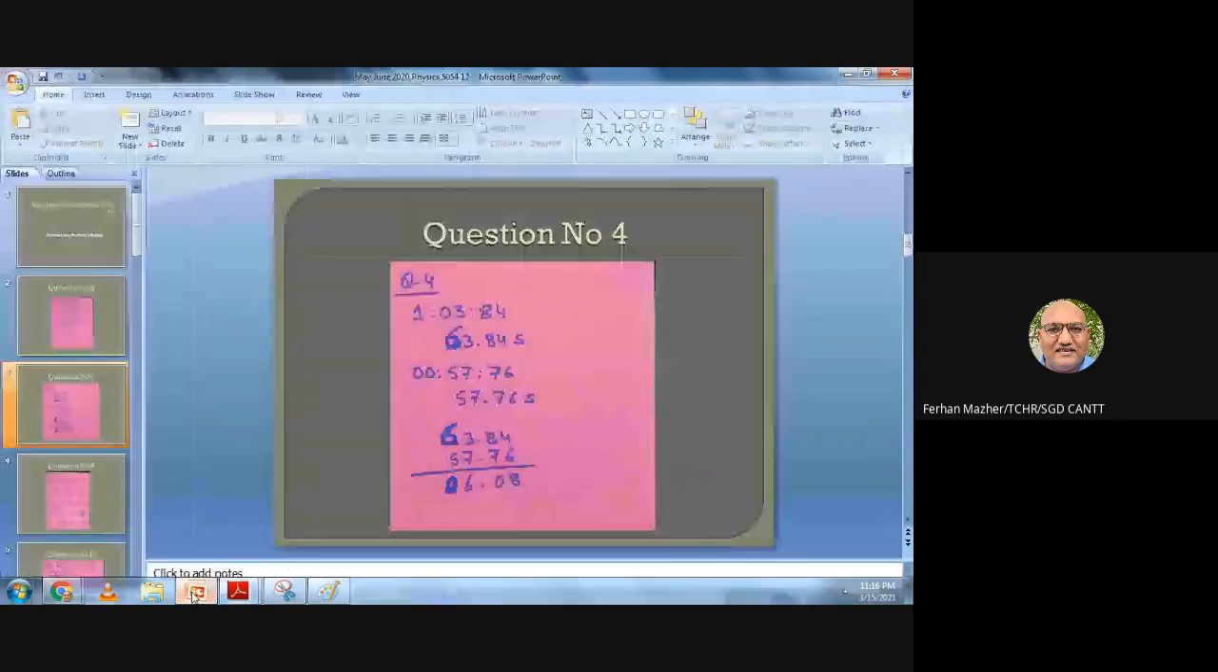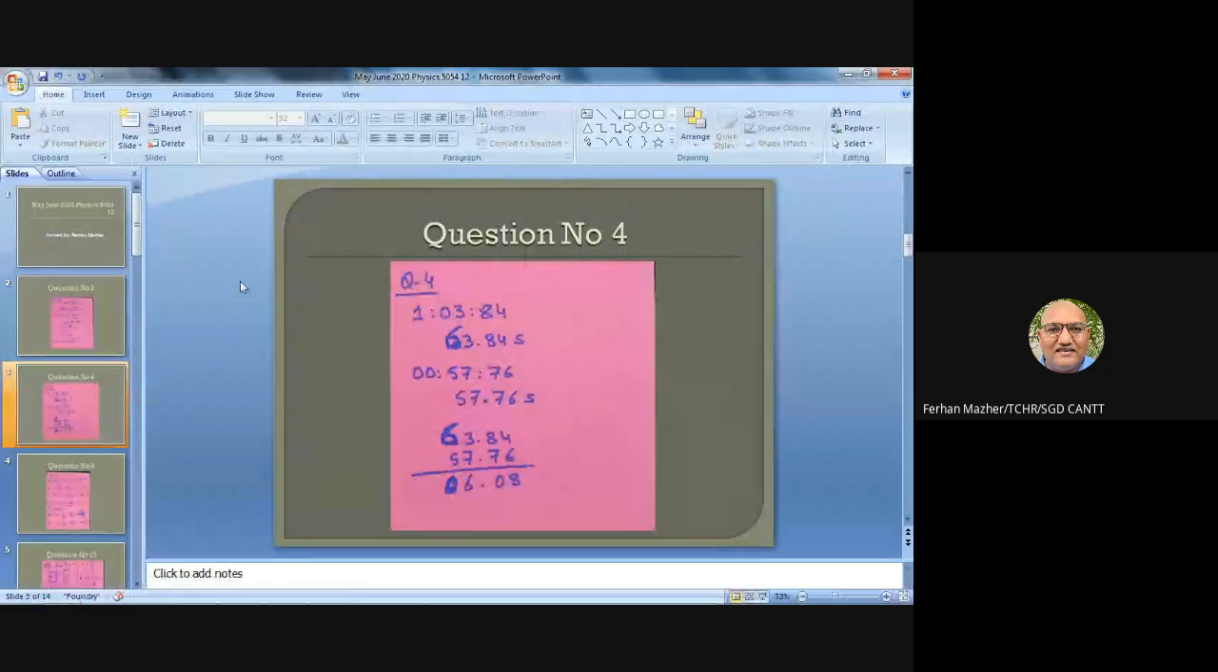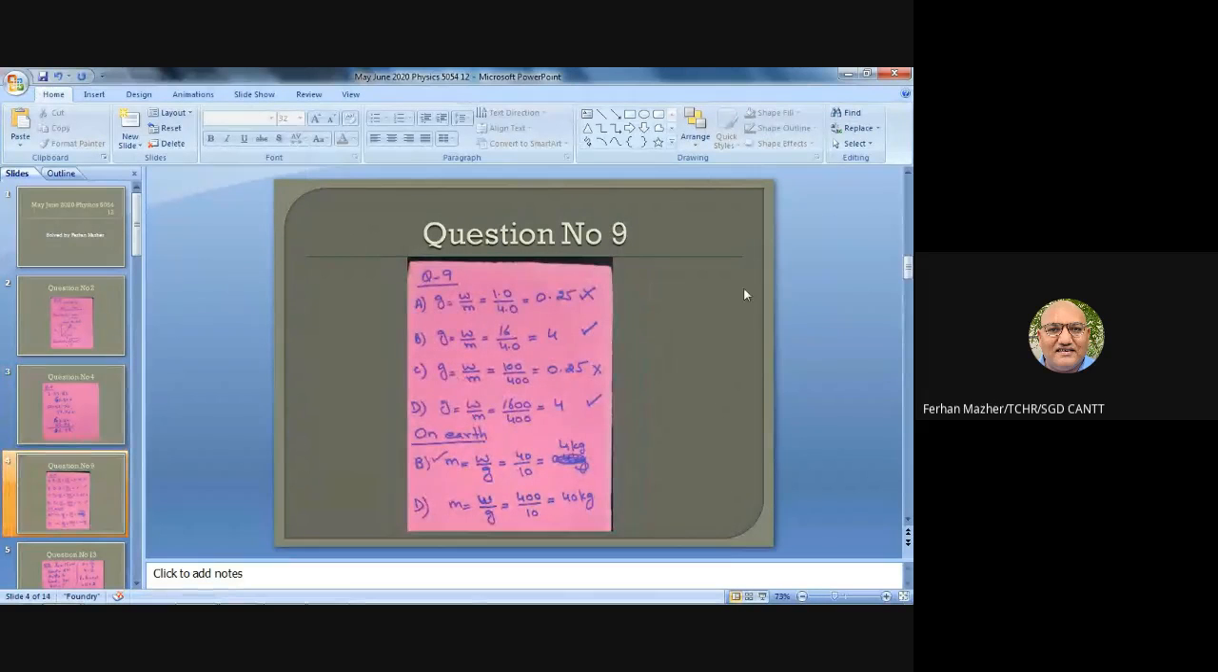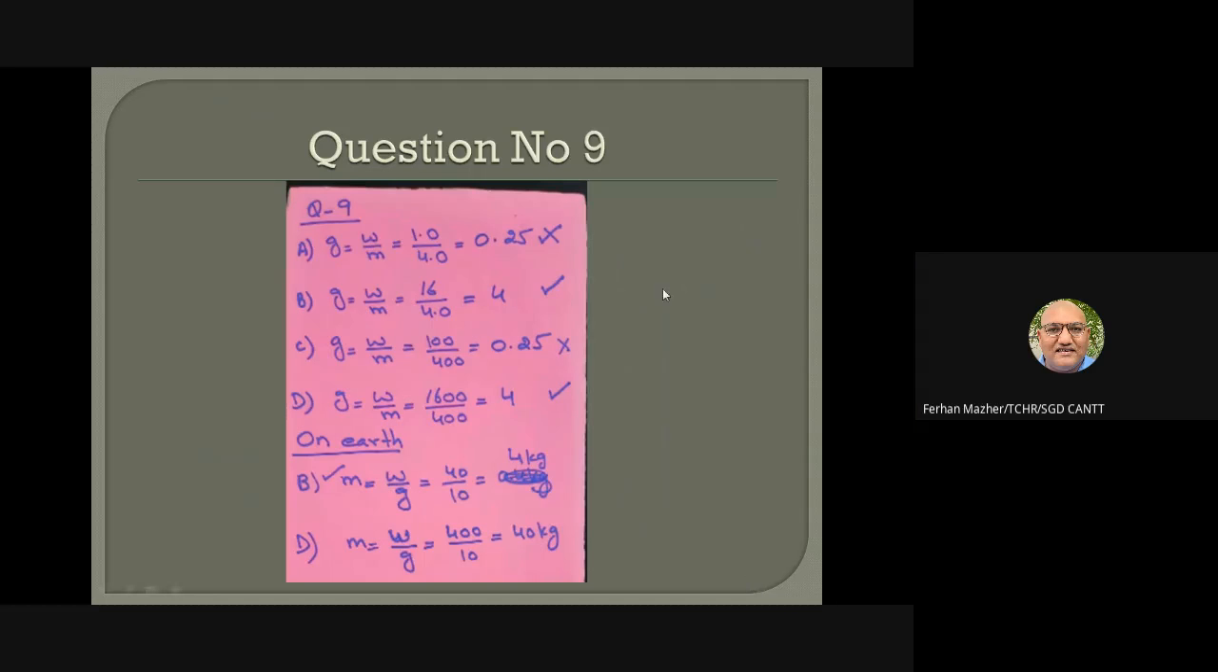Okay, I can show you my work also. I have done it with a different method. I found the value of g in all the given options. The g is weight divided by mass. In the first option, 1 divided by 4, so the g value is 0.25. That is wrong, the g value was actually 4. In option B, g is equal to W by m, 16 divided by 4, 4 Newton per kg. So that can be the answer.